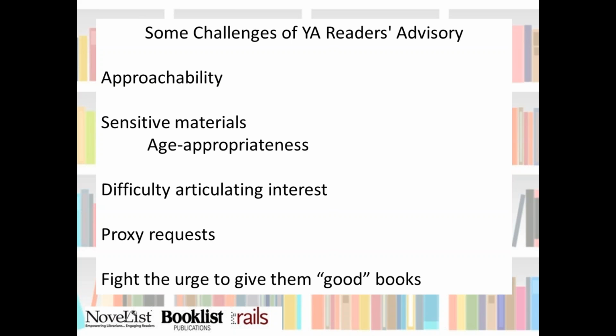Now this one here is proxy requests. It's not something we usually have to deal with in adult readers' advisory, but it comes up a lot for young adults. Proxy requests are when parents, relatives, family, or friends come to the reference desk looking for a book for a young person they know. It's not for them to read. So the problem is serving that adult while also finding interesting materials for that young person, who is not there to tell you what they're interested in.